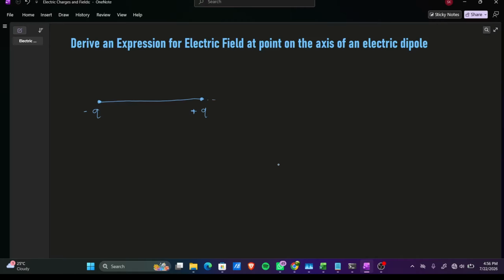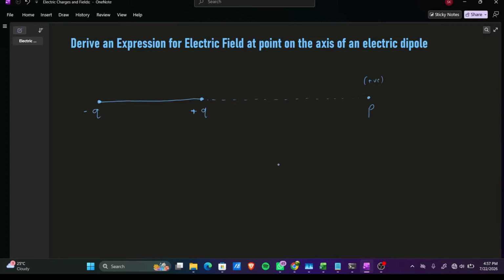If we stretch this line like this, this is the axis of this dipole, and this line is also known as the axial line. Let's suppose this is the point P, and we have to find out the electric field on its axial line at point P. Every time we assume there will be a test charge, and that test charge will be positive.